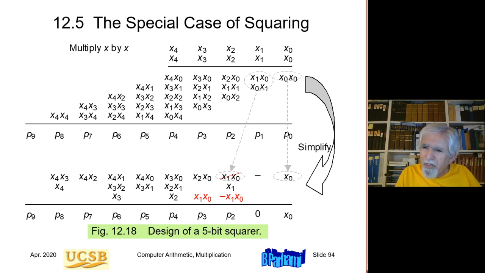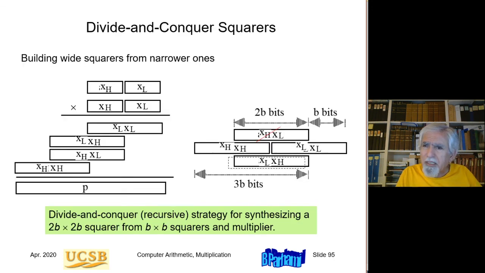And there are some further simplifications I can do that I won't discuss here. Now, in the case of a squarer, using the divide and conquer or recursive method, similar simplifications occur.